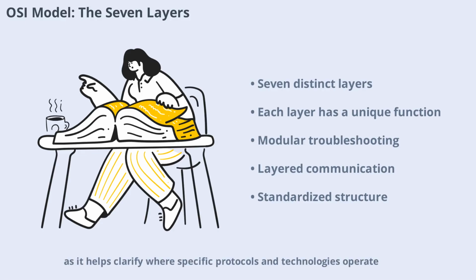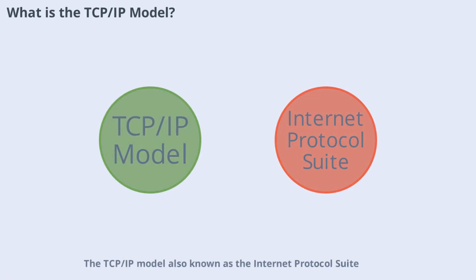technologies operate. The TCP/IP model, also known as the Internet Protocol Suite, is the foundation of the modern Internet. Developed by the U.S. Department of Defense, it consists of 4 layers: link, internet, transport, and application. Unlike the OSI model, TCP/IP was designed based on practical implementation and real-world protocols. It focuses on standardizing communication for the internet, making it the backbone of global connectivity. Let's look at how these 4 layers work together to enable seamless data transmission.